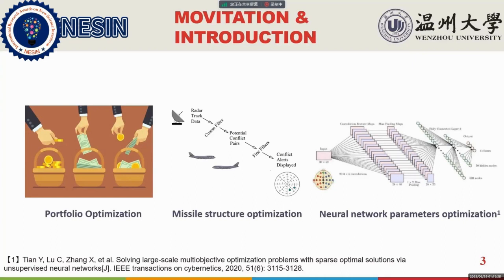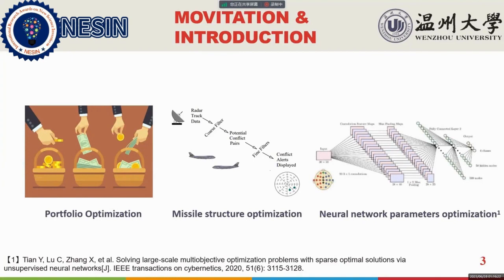First, I would like to tell you the motivation and introduction of this paper. We observed that in real-world applications, there exist numerous scenarios involving multi-objective problems, such as portfolio optimization and mesostructure optimization. When the number of decision variables in a problem exceeds 100, it becomes a large-scale multi-objective optimization problem. For instance, in machine learning, when optimizing the parameters of a neural network with multiple hidden layers, the number of parameters can increase to thousands. This is a typical large-scale problem.